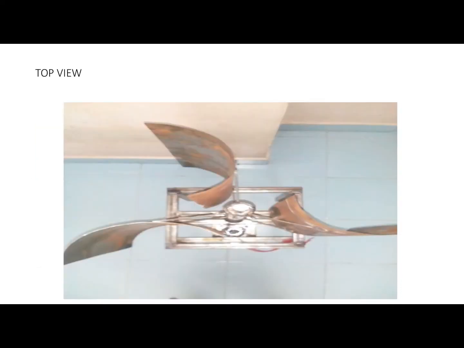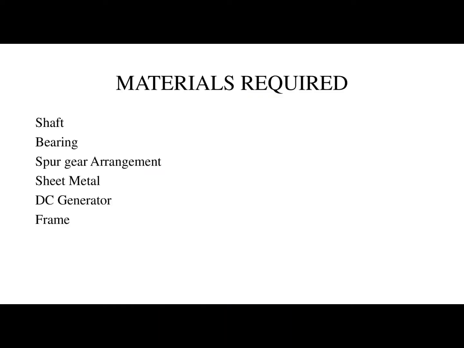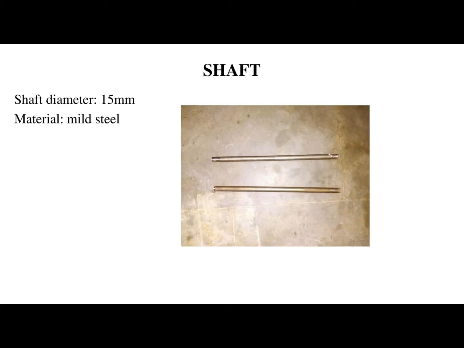This is the 2D model of the vertical wind turbine, and the basement is filled by the frame with the help of the DC generator and the blades on the rotating shaft. Materials required for the vertical wind turbine are the shaft, bearing, and the main spur gear, arranged with the help of sheet metals, DC generator and the frame.